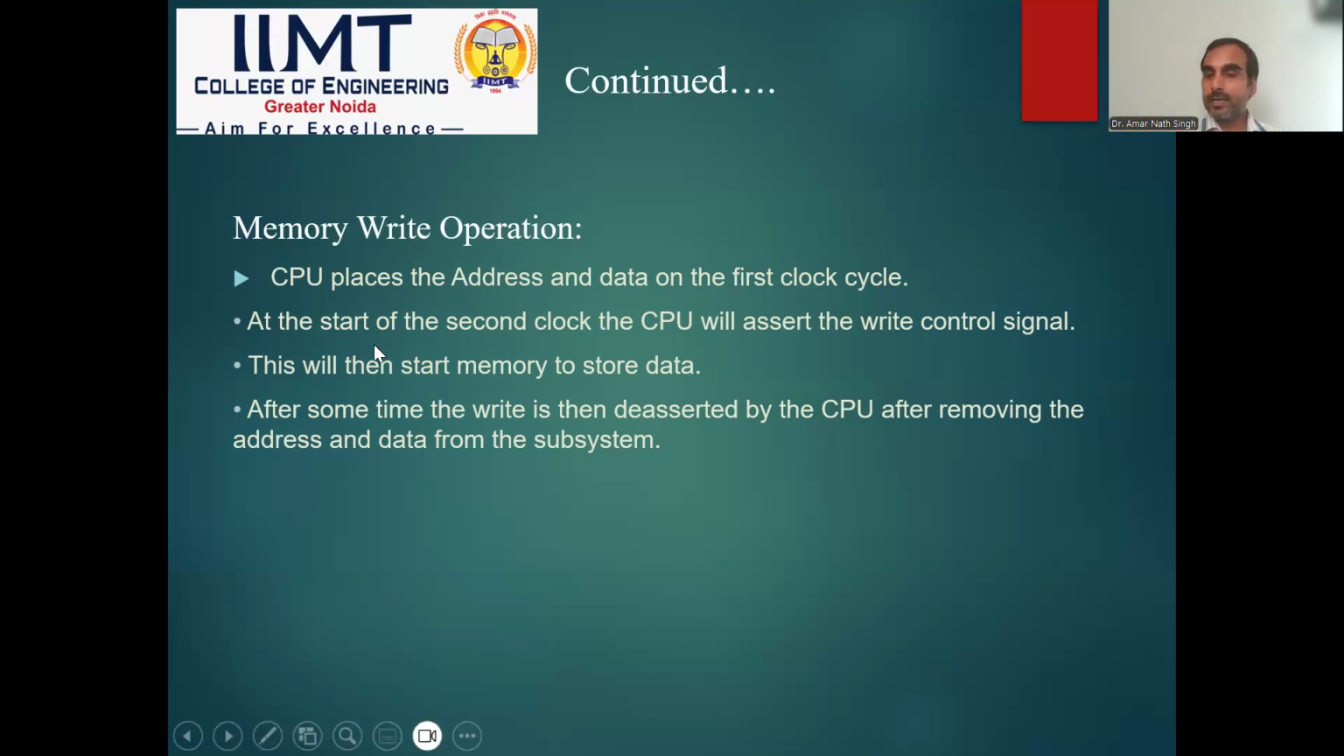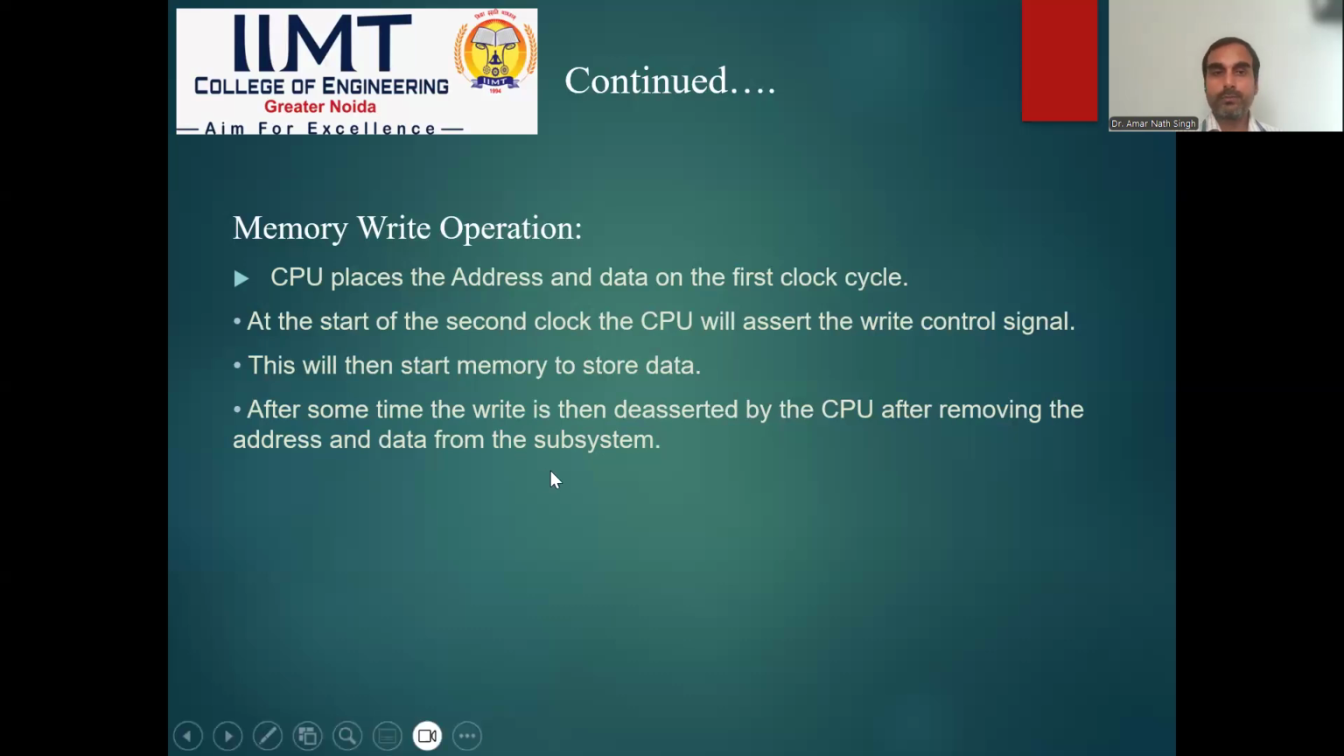So at the start of the second clock cycle, okay, the CPU will assert the control signal over there. Then it will start the memory storing data over there, and then finally it is going to perform any sort of removal operation if it is required. Then accordingly the address and the other subsystem are supposed to be taken into consideration.